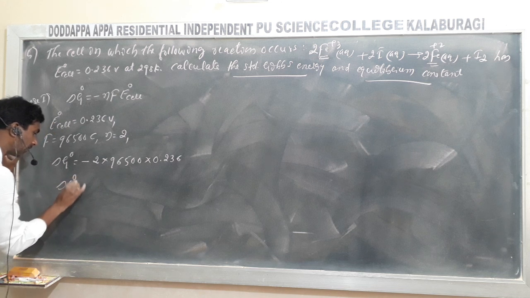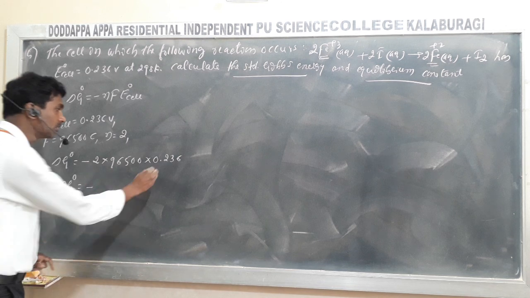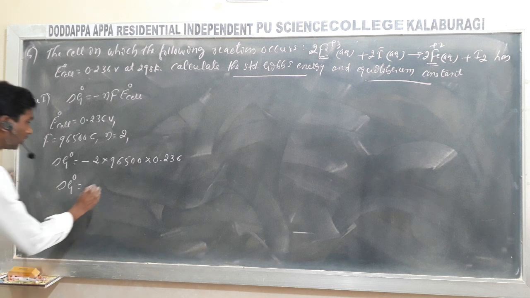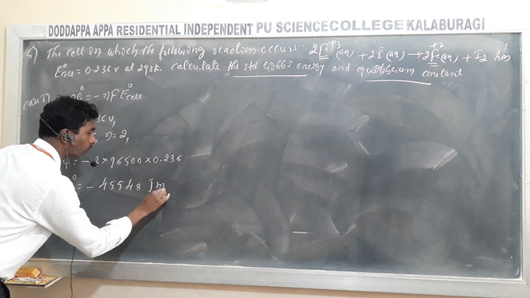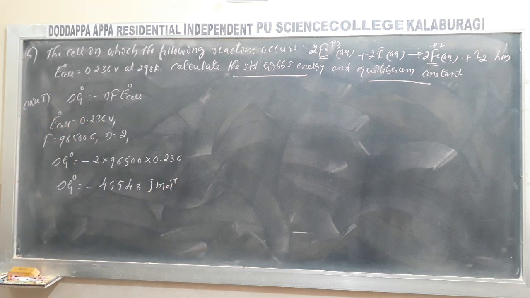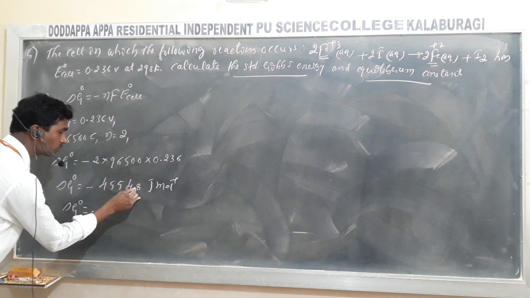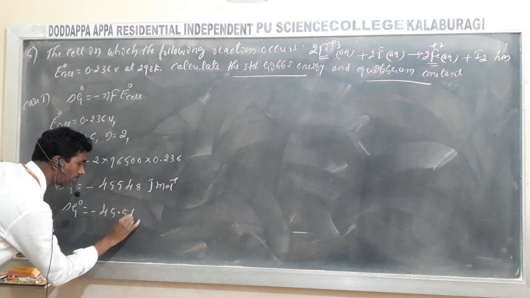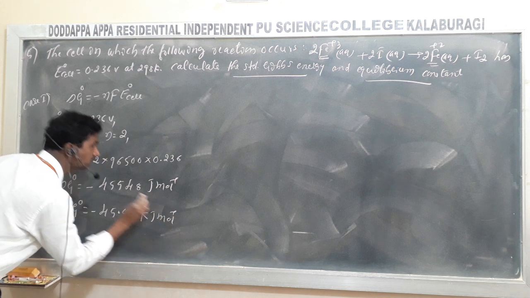Now I can write the delta G naught is equal to 2 multiplied by 96,500 and 0.236 volt. So we can get 45548 joule per mole. Suppose you want the answer in kilojoule, just have to move this point: 10 raised to 1, 10 raised to 2, 10 raised to 3. 45.5, 10 raised to 3 is nothing but a kilo. This is kilojoule per mole.